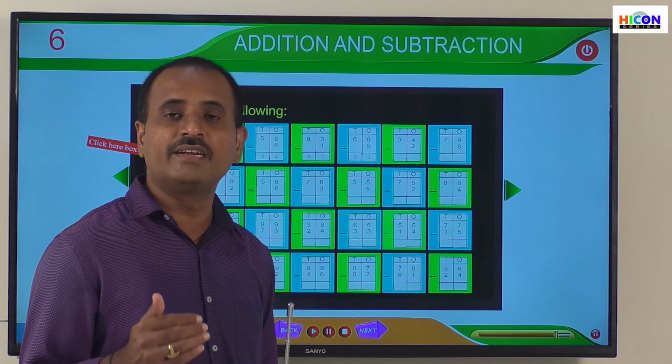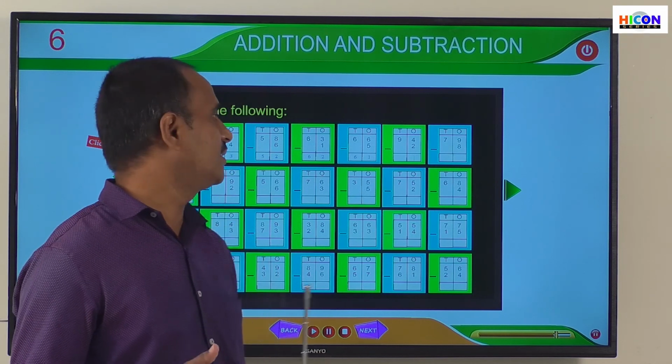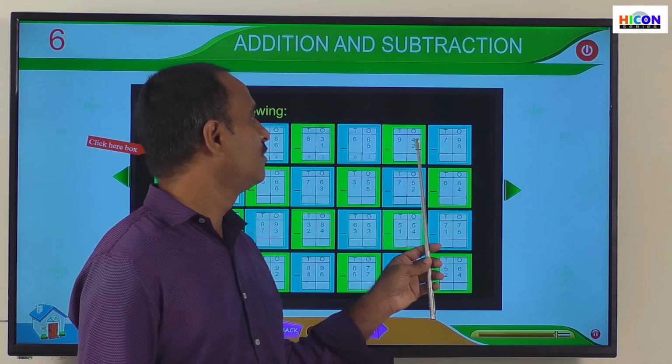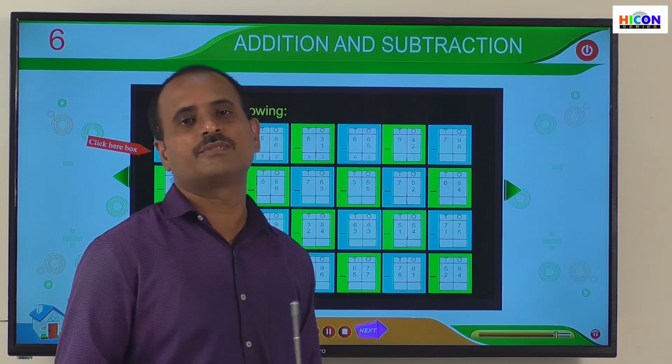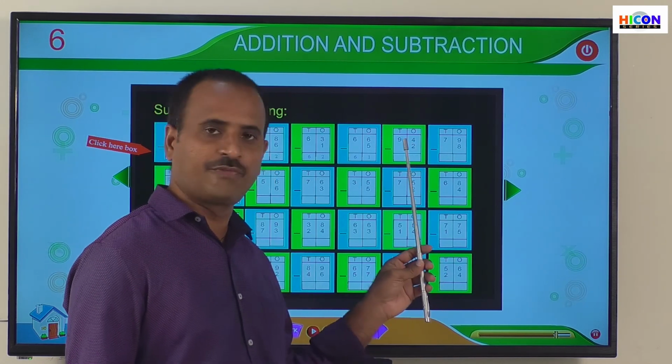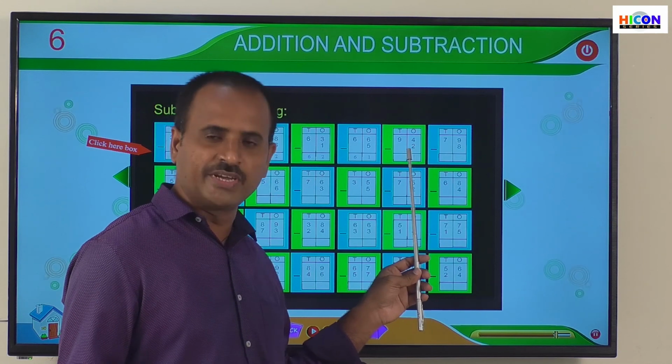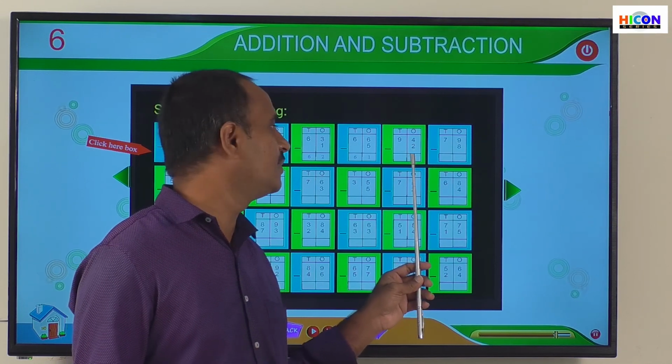Subtract the digits present in the ones place first. So what are the digits present in the ones place here? 4 and 2 are present in the ones place. So first open 4 fingers and close 2 fingers, and the remaining fingers will be the answer.